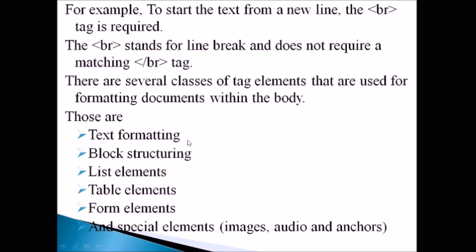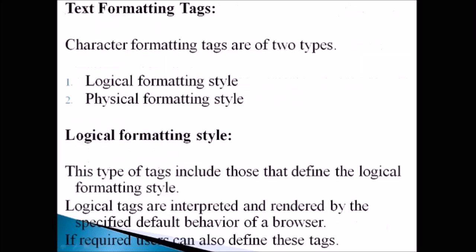Those are text formatting, block structuring, list elements, table elements, form elements and special elements. Special elements are nothing but images, audio and anchors. So these types of tags are used to format a document within the body. Now let us discuss them one by one in brief. The first one is text formatting tags.